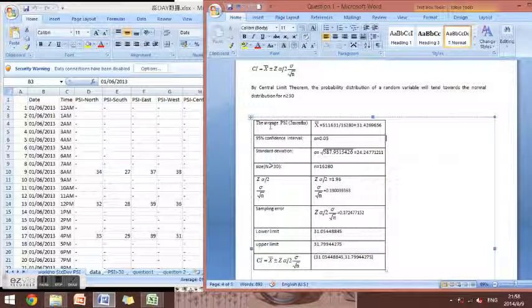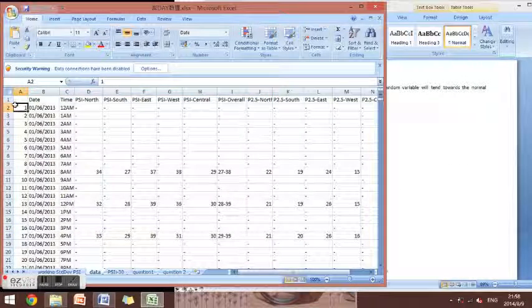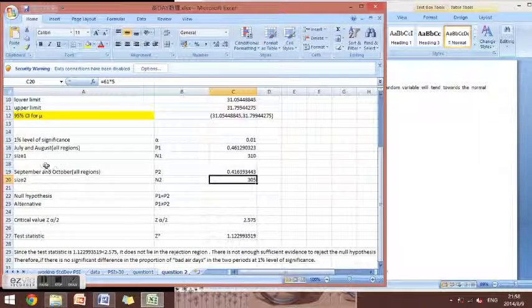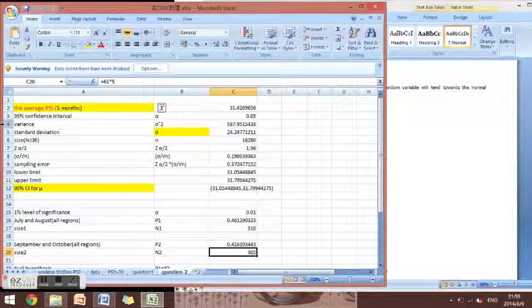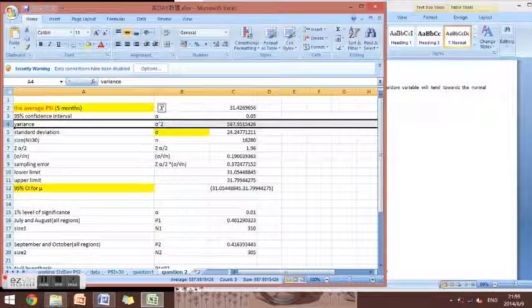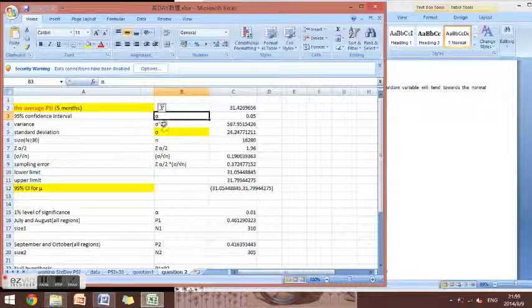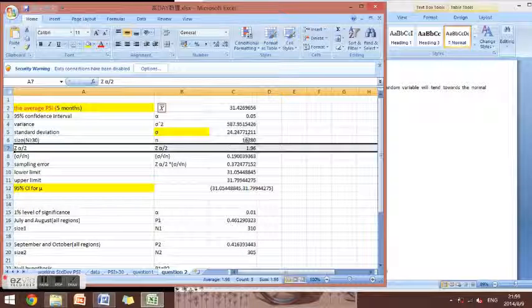The first step is to find the average of PSI in 5 months. So I use this data to calculate the X bar. A 95% confidence interval means alpha equals 0.05. Before we get the standard deviation, we need to find the variance first, which is this value. Then I get the standard deviation. Also, because I know alpha, I found the Z value, which is 1.96.